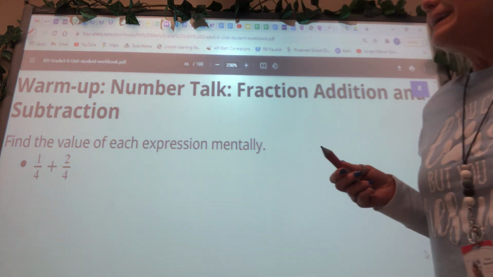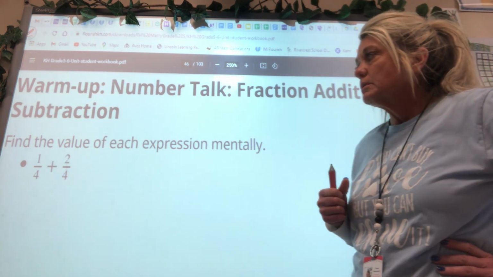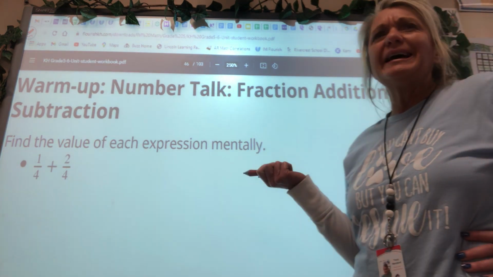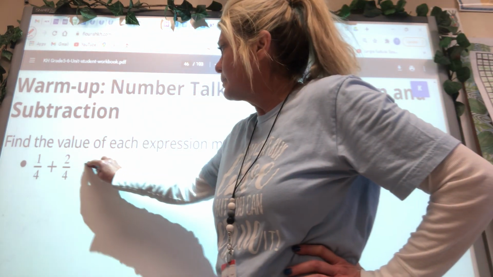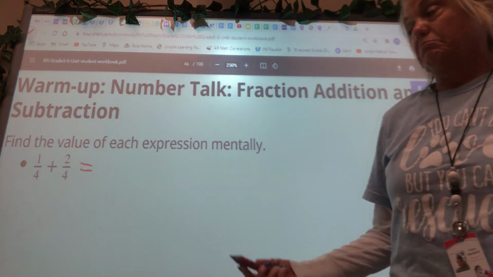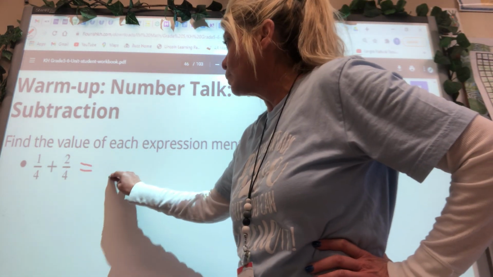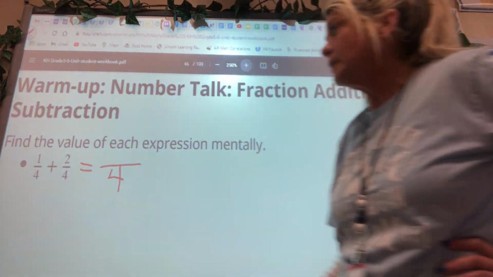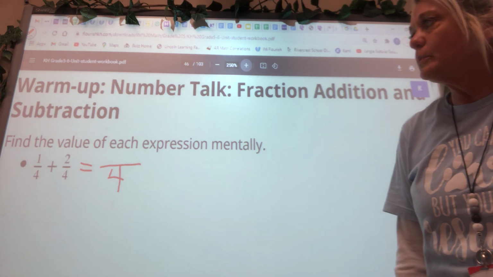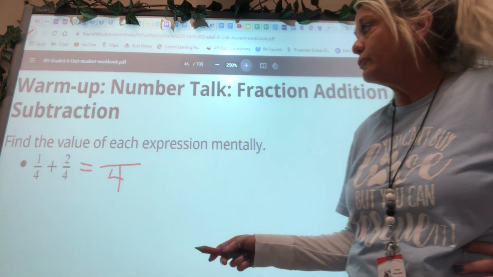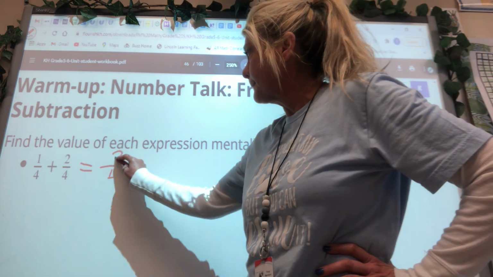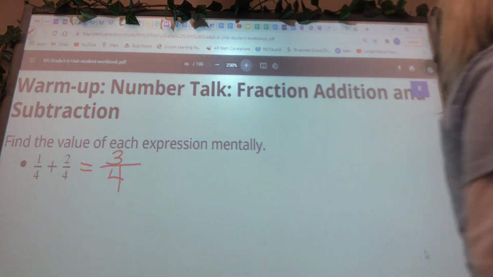If I'm adding fractions, if they already have the same common denominator, what do I do with that denominator? Just leave it. I keep it. That's why we had it in common, so we could keep it. Now, what do I do with my numerators? We add them together. So 1/4 and 2/4 is 3/4.